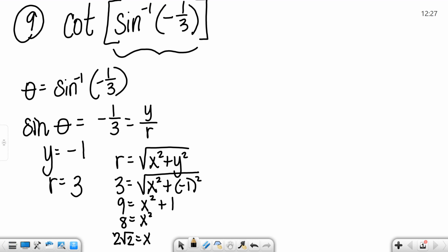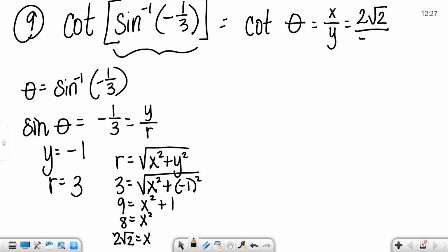So if I rewrote this problem, it really says we are taking the cotangent of, we renamed that theta. So the cotangent of theta, remember cotangent is the inverse of tangent. So cotangent is the x value over the y value. In this case, our x value is 2 times the square root of 2. Our y value is -1. So we get -2 times the square root of 2. And that would be our final answer.